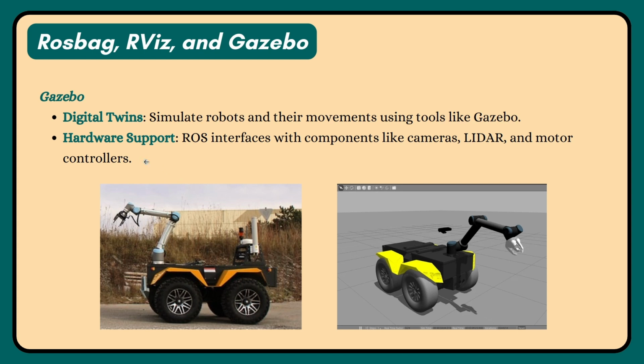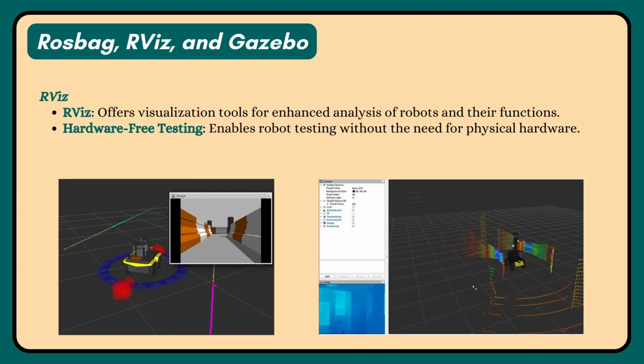It also provides hardware support. We can use cameras, lidars and motor controllers in this simulation, and we can exactly mimic the movement of the real world in the simulation, and the final product can be deployed on the real robot. The third is RViz, which offers a visualization tool for the robots and their features, and it also enables robot testing without the need for physical hardware. We can see over here, with this robot we can visualize a lot of things. We can see the direction of the robot, we can see the point cloud. Over here we can see how the robot is perceiving the world and how it is reacting. That's how the visualization tool helps to understand what exactly the robot is seeing so it can act accordingly.